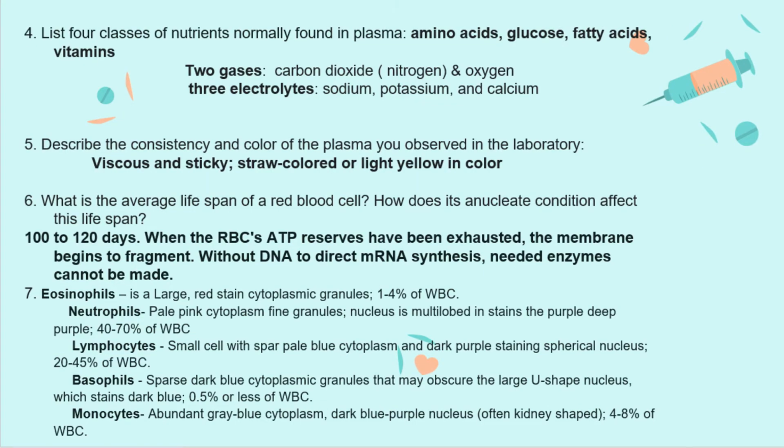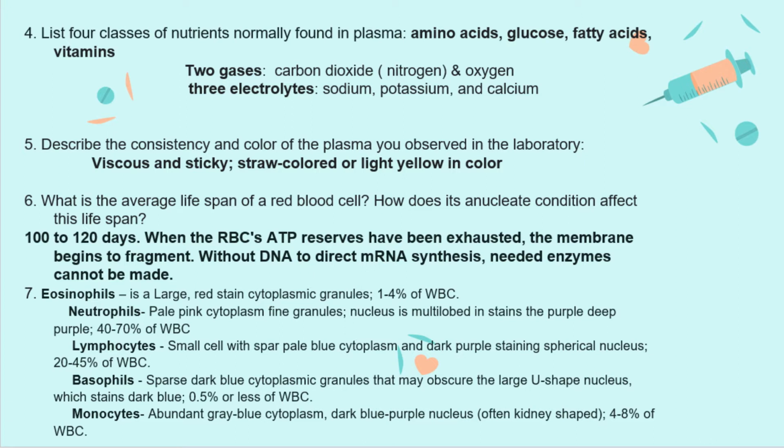In question number 4, list 4 classes of nutrients normally found in plasma. Our answers are amino acids, glucose, fatty acids, and vitamins. Name 2 gases. The 2 gases are carbon dioxide and oxygen. Name 3 electrolytes. The 3 electrolytes are sodium, potassium, and calcium. Number 5. Describe the consistency and color of the plasma you observed in the laboratory. Our observations are it was viscous and sticky, straw colored or light yellow in color.